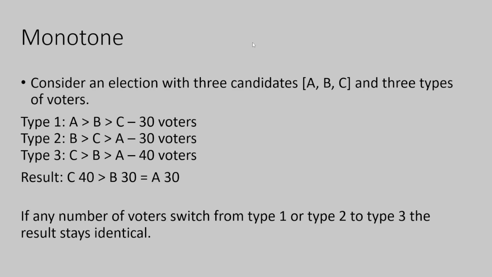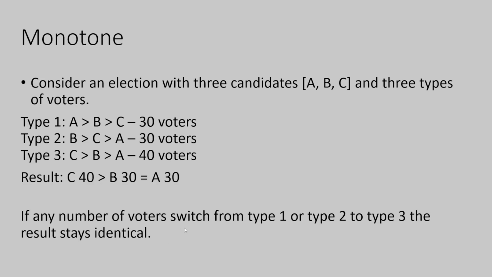Next one here, monotone. Again, consider 3 candidates, A, B, and C, and 3 types of voters: type 1, type 2, type 3. This time it's not percentages, these are absolute voter counts because it's just easier. The result here is C wins with 40 votes, and B and A are tied at 30. To refresh, the monotone criterion works like this: ranking a candidate higher on a ballot shouldn't reduce their chance of winning.